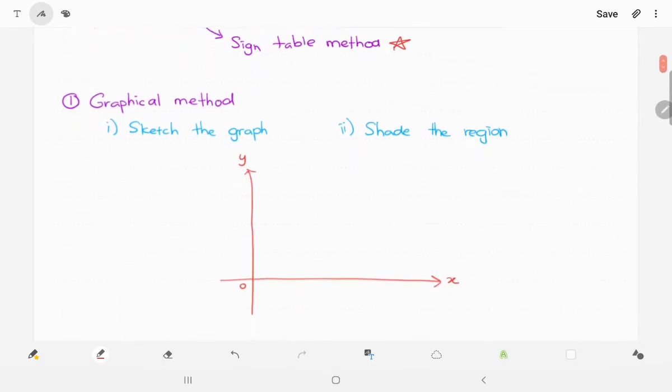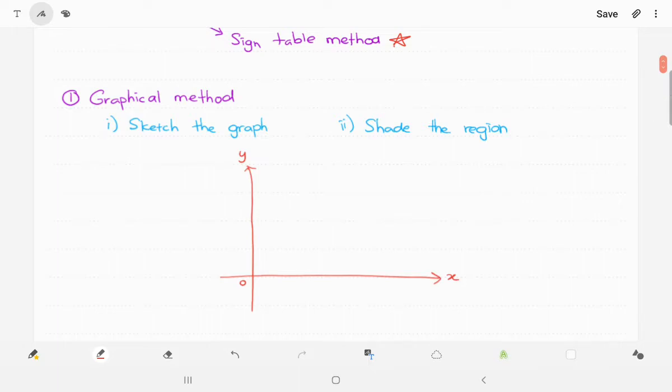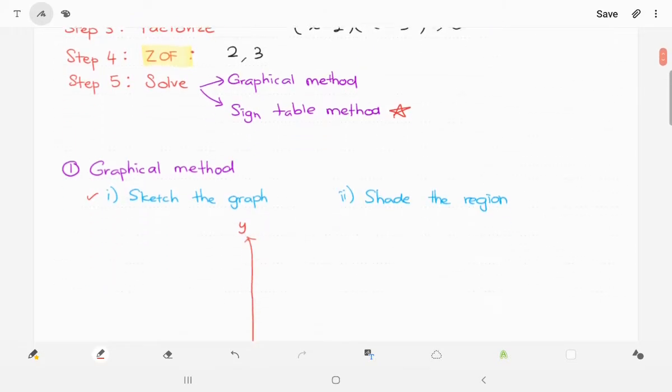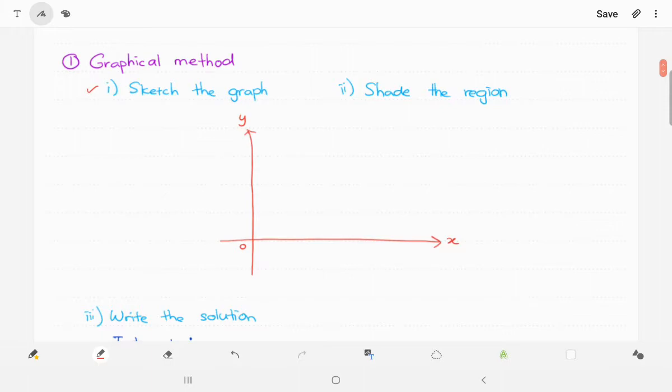So as you can see here, the first one is graphical method. First step, you need to sketch the graph. When you want to sketch the graph, you need to sketch the axes x and y. Okay, you need to label x and y and then 0 as usual. How to sketch a quadratic graph? Remember, you need to know the basic shape of a quadratic. We usually have smiley shape or sad shape.